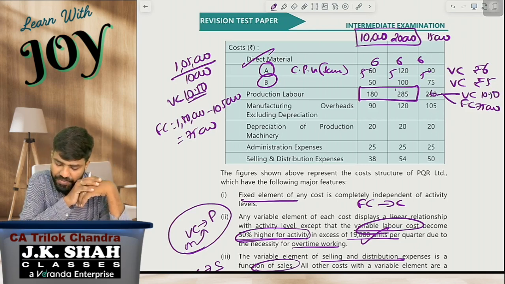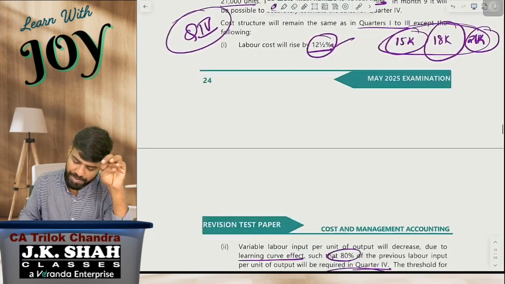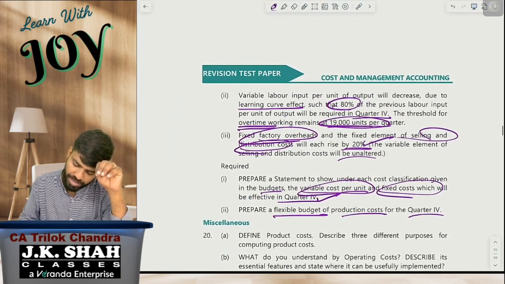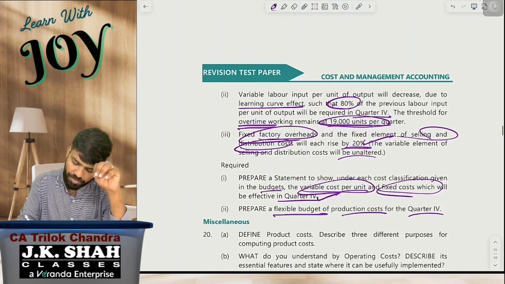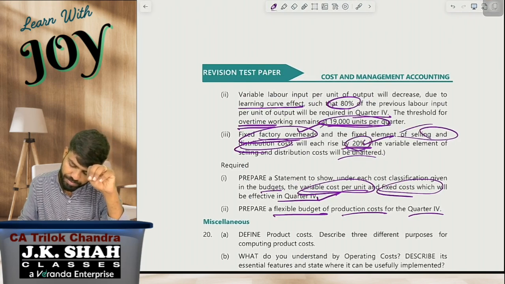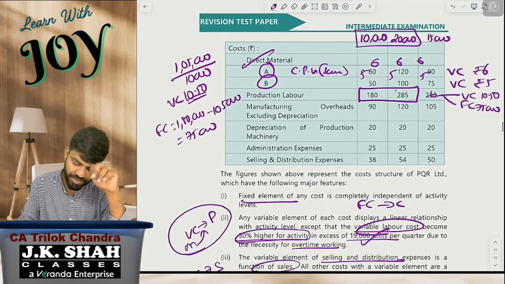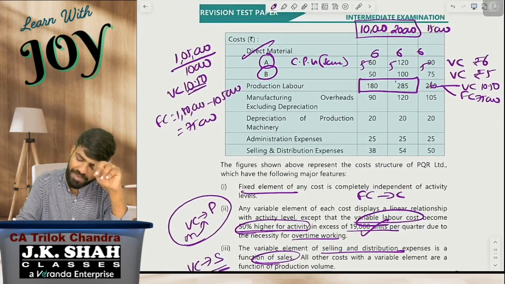And they mentioned that fixed cost will increase by 20%. Look here: fixed factory overheads, only factory overheads, and the fixed element of selling and distribution will increase by 20%. That's fine. Next, manufacturing overheads.